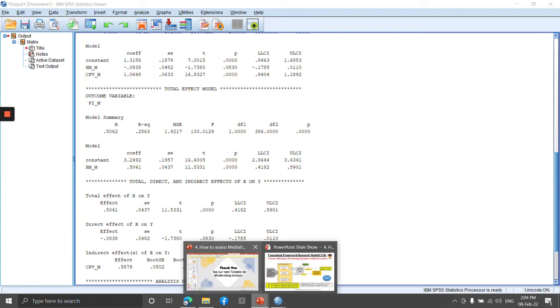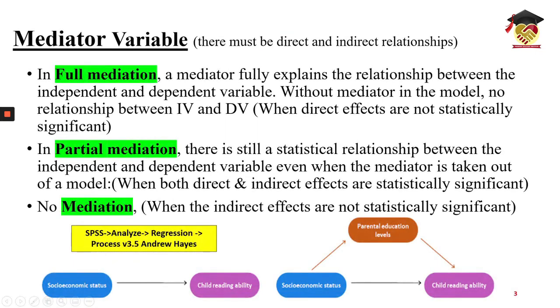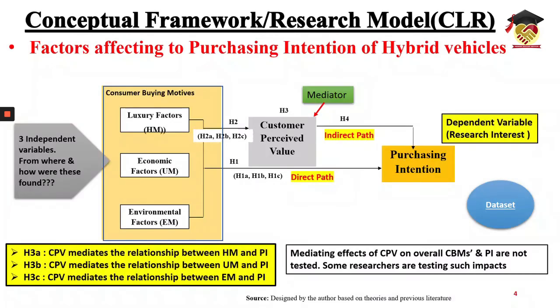Right, so this is it. So if you go to here, right, so this is it. So in this case, this path is insignificant, right? This path is insignificant. The indirect path is significant. So this is a fully mediation according to the definition, right? Now we will check the other variable, right?